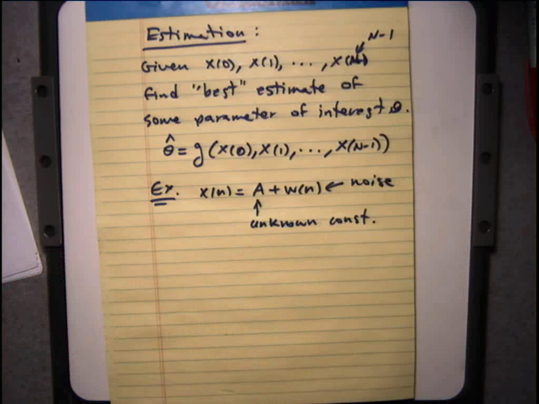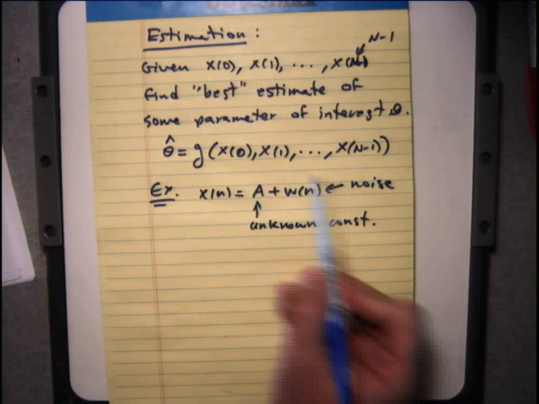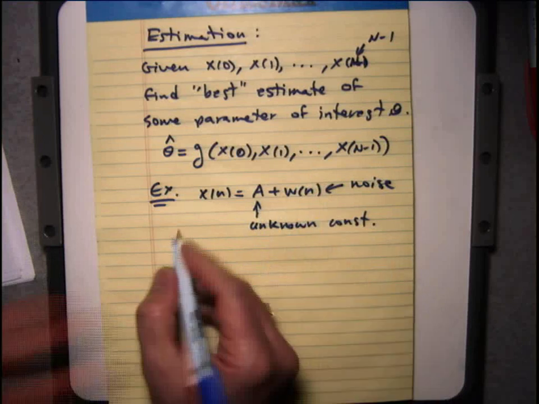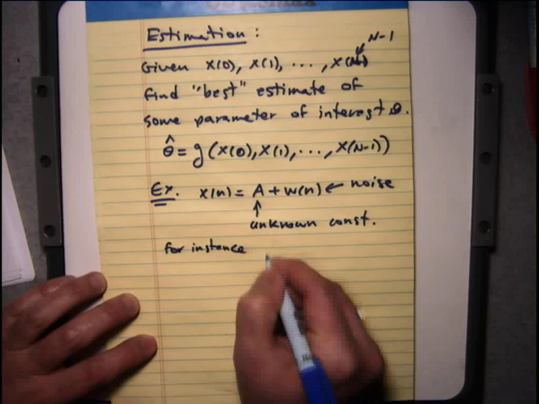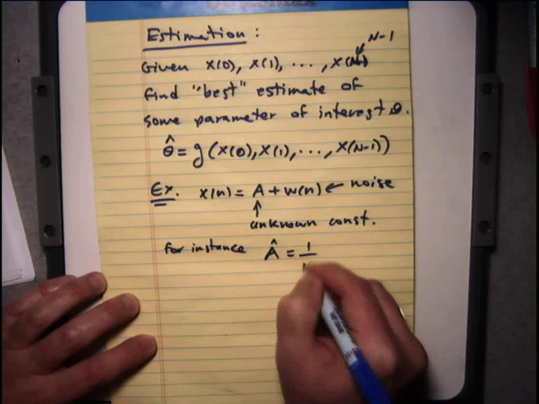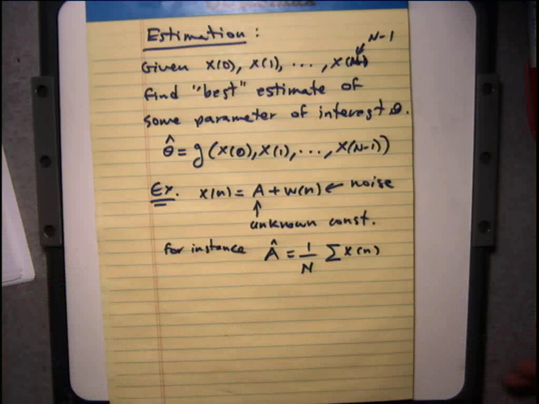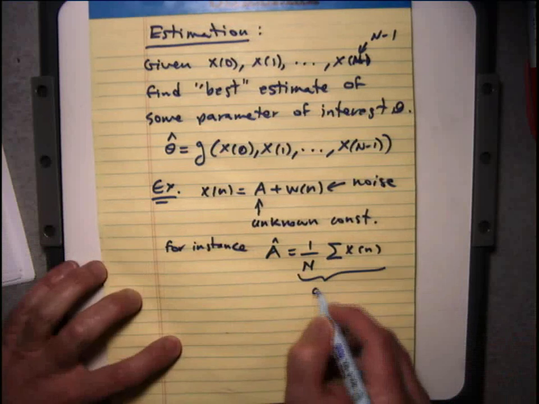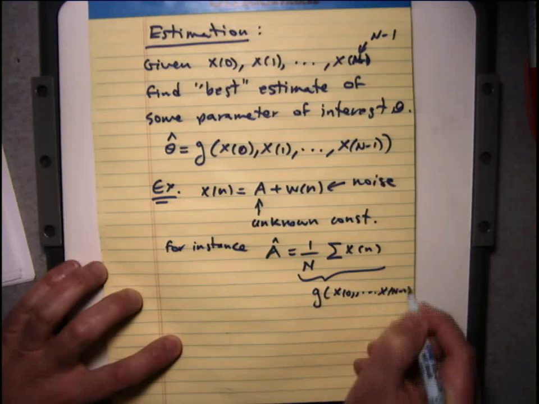As an example of this, one thing you can do is basically just take the data points that you have and average them together, right? There's no reason to think that that's a very good estimate. Whether that's a good estimate or not is going to depend on the characteristics of this noise and so forth. But for instance, you might have theta hat equals, let's say, 1 over n times the sum of these xn's. Okay? This is one choice, so then this function here is your g of x0, x1, up to xn minus 1.